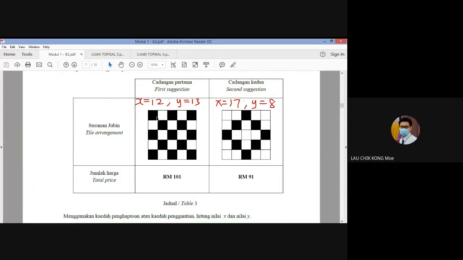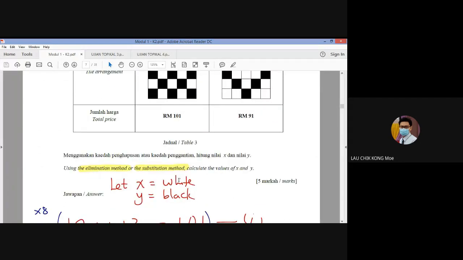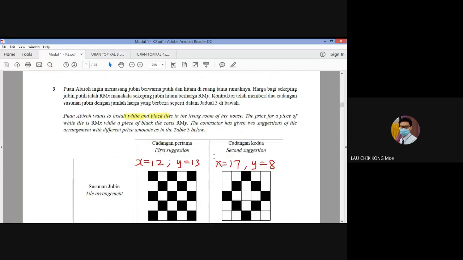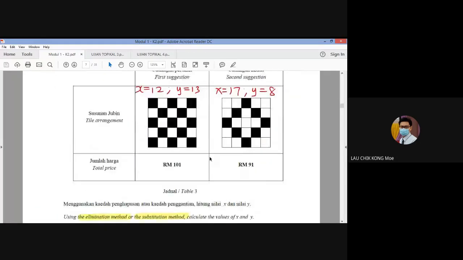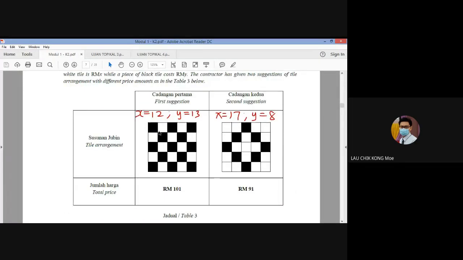We let the X be white tiles, and then the Y is black tiles. Okay, so we have 12 white tiles, and 13 black tiles. For the first suggestion, 12 white and 13 black, and all together is 101 ringgit.